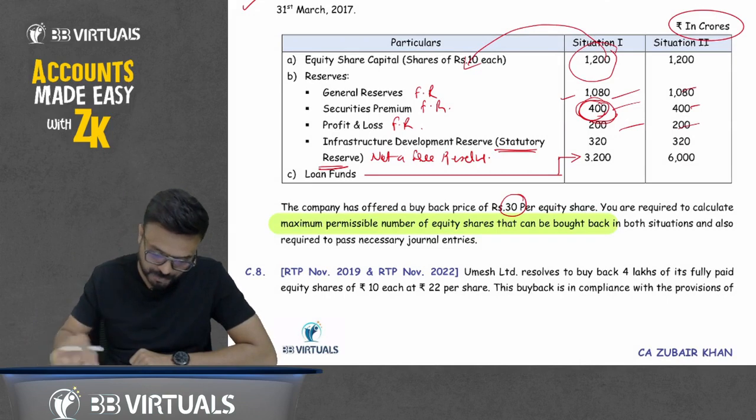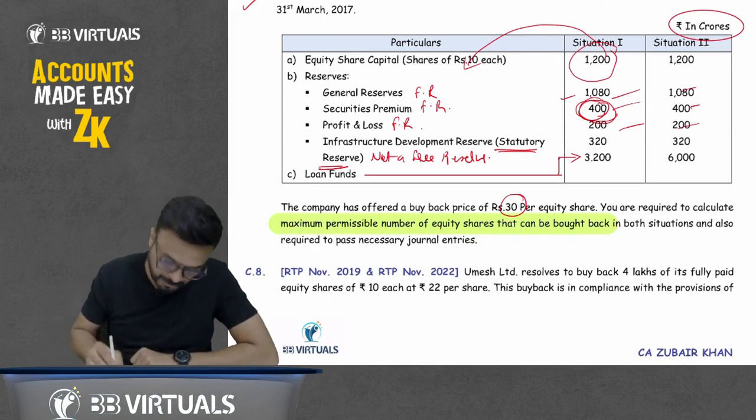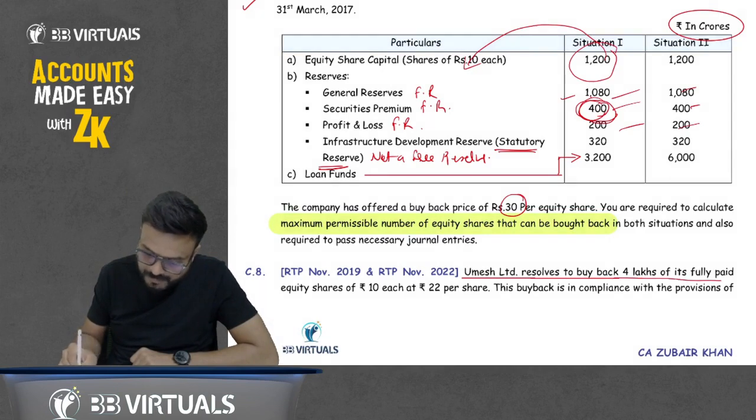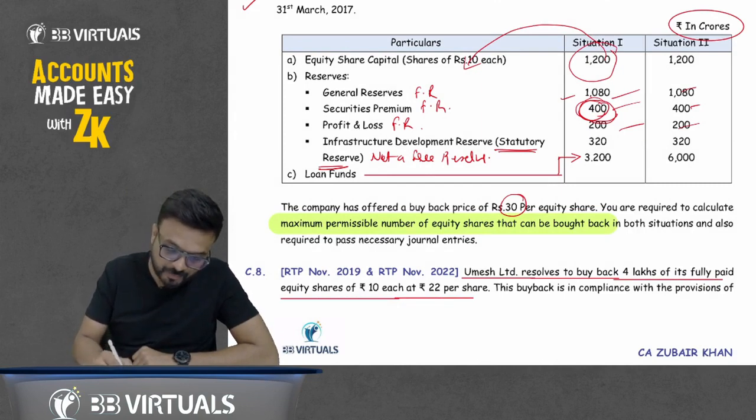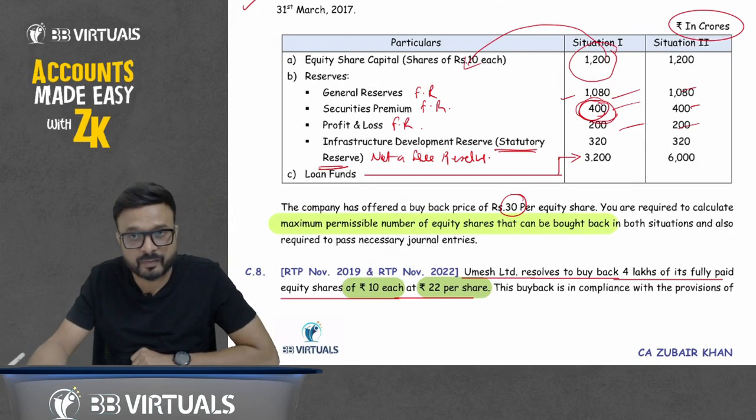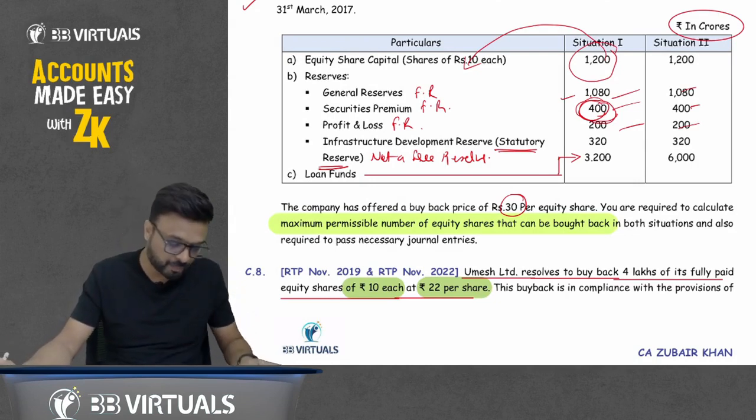Okay, now come to question number 8. Umesh Limited resolved to buy back 4 lakh of its fully paid equity shares of rupees 10 each at rupees 22. What is the face value of the share? Face value of the share is rupees 10 per share. And how much are we paying? We are paying 22. It means 12 rupees represents premium on buyback.